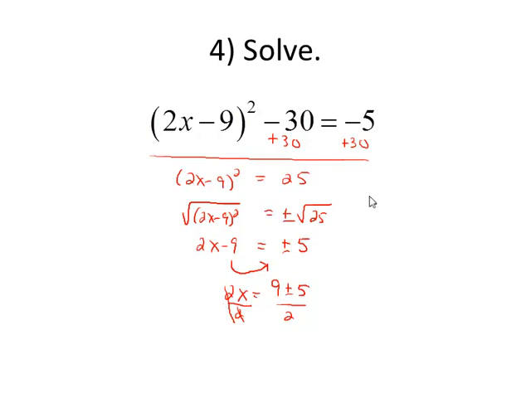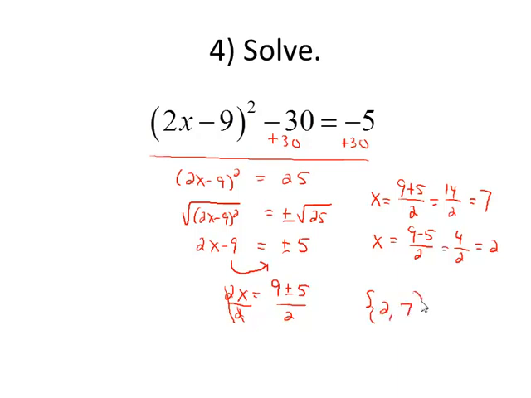So my first solution I get by adding 9 plus 5 in the numerator. That's 14 divided by 2, or 7. The second solution I get by subtracting 5 from 9 in the numerator. That's 4 divided by 2, or 2. So my solution set is 2, 7.